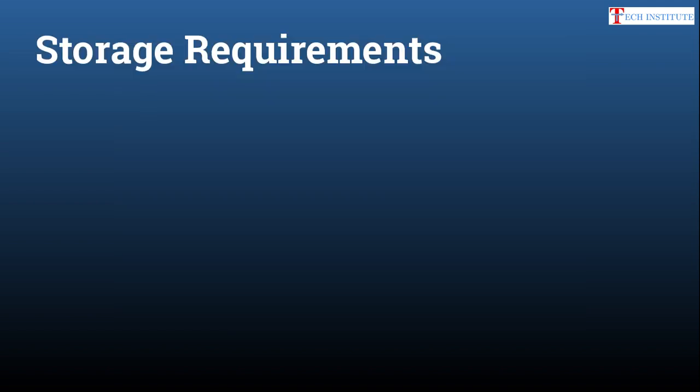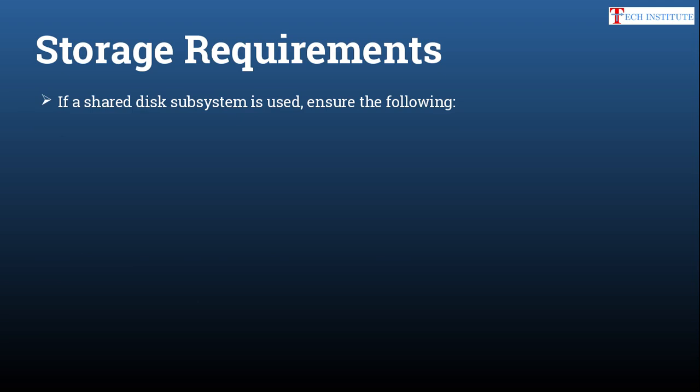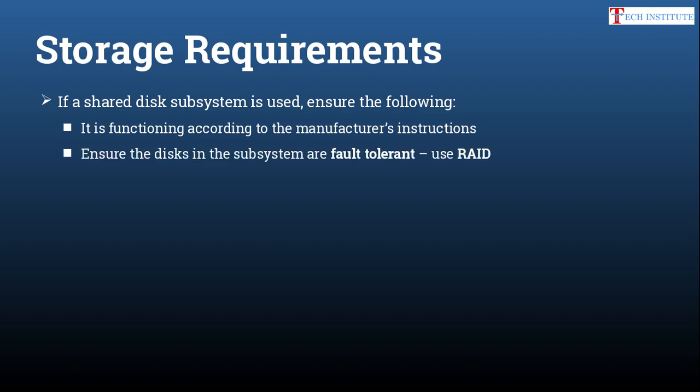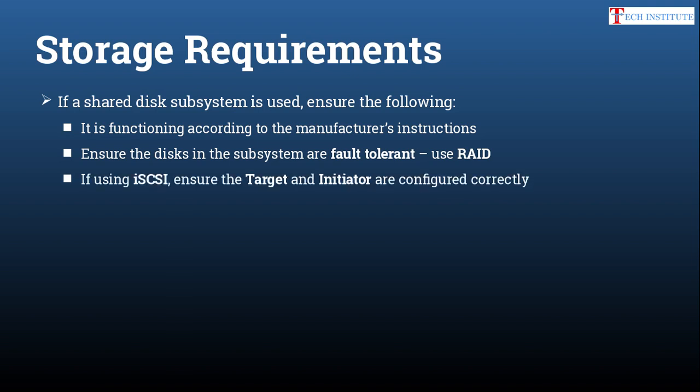So if you are using a shared disk subsystem, then ensure a few things, like it is functioning according to your manufacturer's instructions, and your disks have fault tolerance. Suppose you are using SAN storage, so the underlying disks are fault tolerant, and by default you can use RAID like RAID 1 or RAID 5, so that you have that fault tolerance enabled. And if you are using iSCSI, ensure the target and initiators are configured correctly.